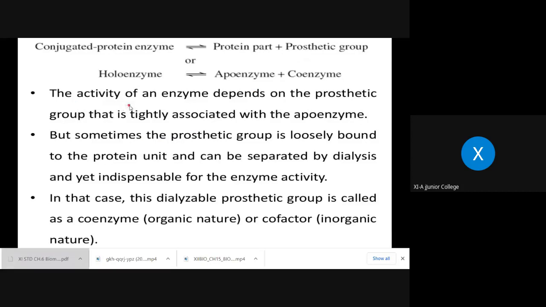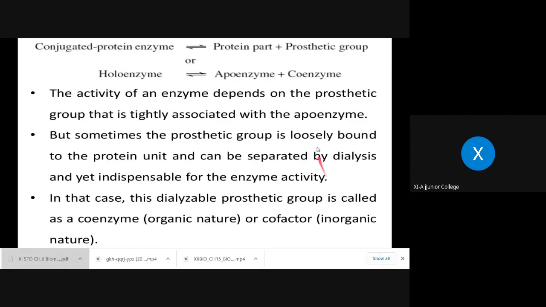So the activity of an enzyme depends on the prosthetic group that is tightly associated with the apoenzyme. But sometimes the prosthetic group is loosely bound to the protein unit and can be separated by dialysis, and yet is indispensable for the enzyme activity. In this case, this dialysable prosthetic group is called a coenzyme or cofactor.